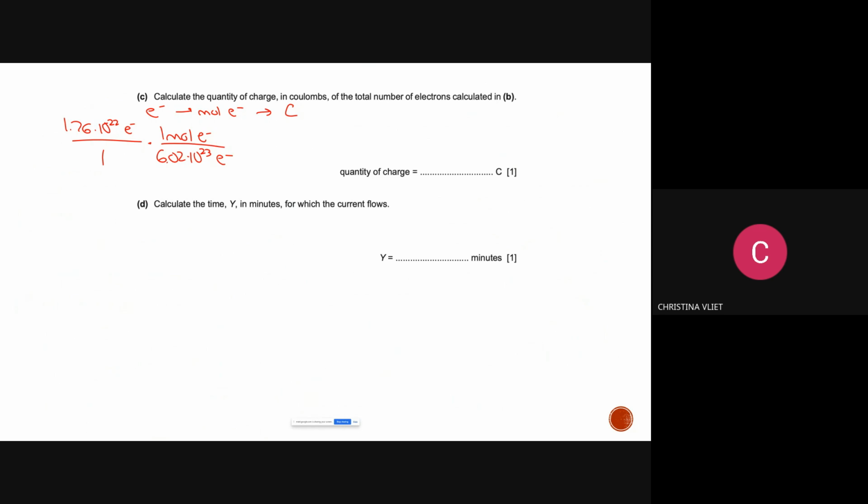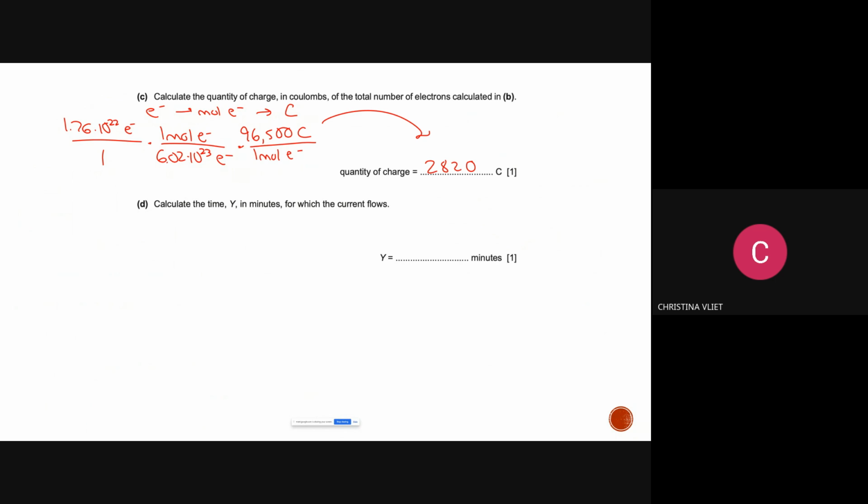Then, coulombs. So 1 mole of electrons is how many coulombs? 96,500. That's the number that I use. It's the number that's there. And so I get my coulombs is 2820. Do you agree? To 3 significant figures, 2820. They accepted 2822, I think, or they gave a range of answers they accepted, but I rounded mine to 3 significant figures.